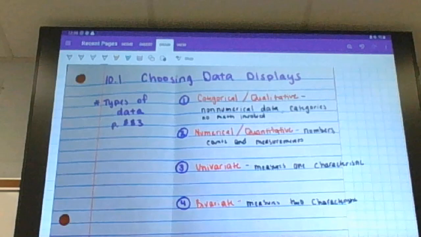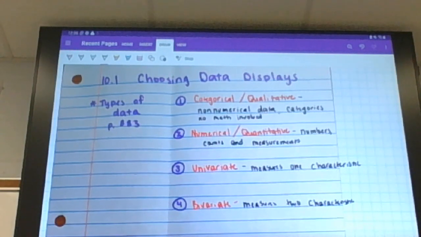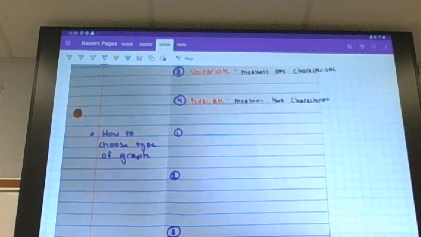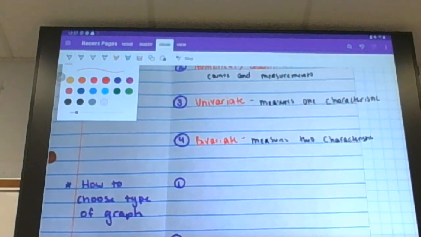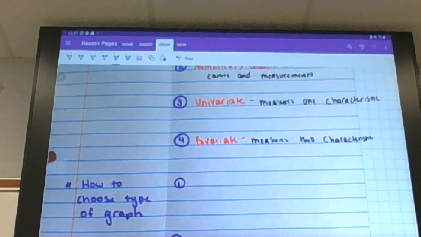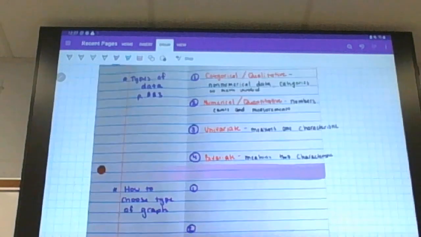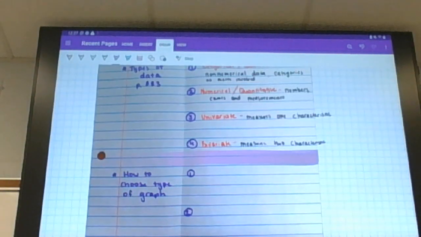That's it for that first types of data. Categorical, numerical, univariate, and bivariate. Fancy vocabulary for things you really already know how to do. Now we have only 3 more things to write on this paper, and it's just little tips and tricks about how to choose the type of graph. So the top half was types of data, the bottom half is how to choose the type of graph.